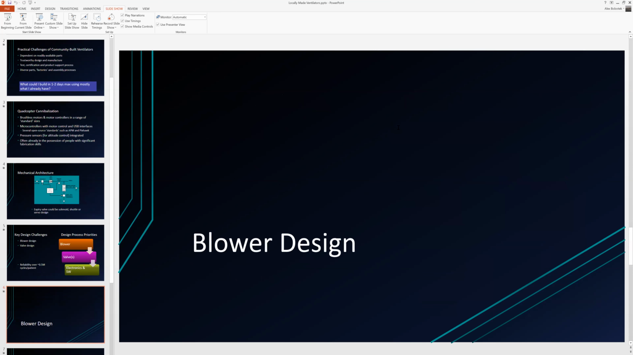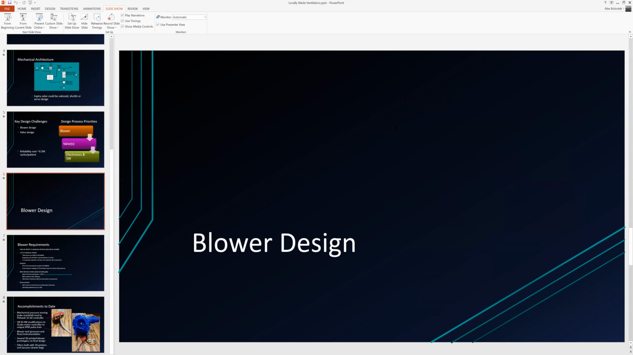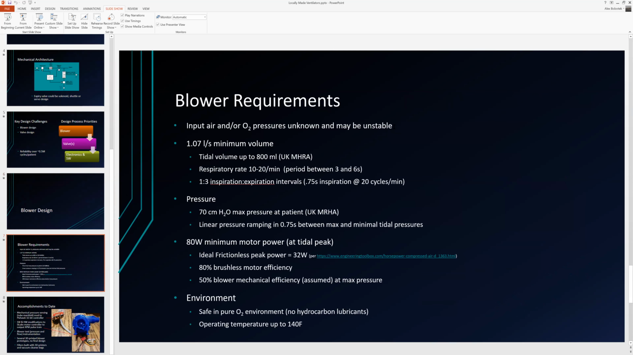First, the inputs are somewhat unpredictable. In some cases, there may be air or oxygen from an oxygen concentrator, a tank, perhaps a hospital. It's not clear exactly what that will be. And based on what I've read, and I found the UK MHRA specifications to be extraordinarily helpful here. Really glad they put that out.